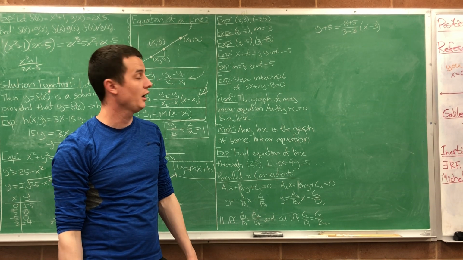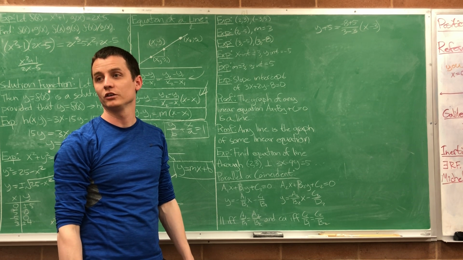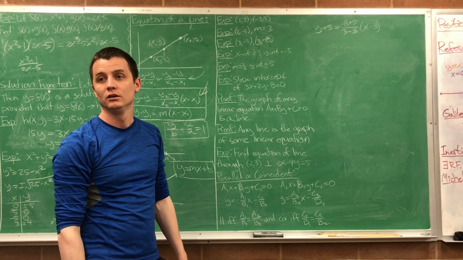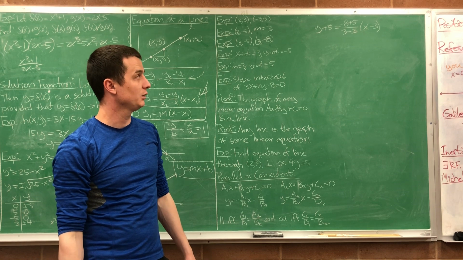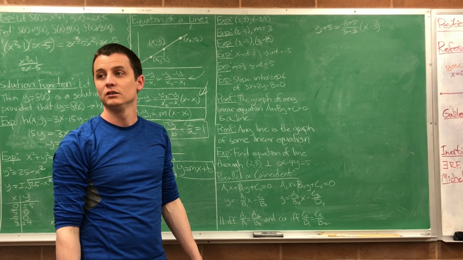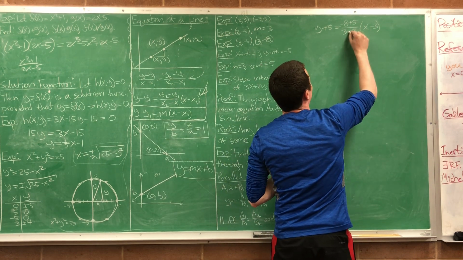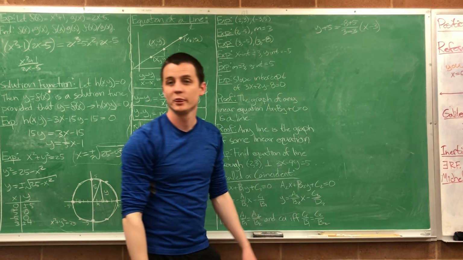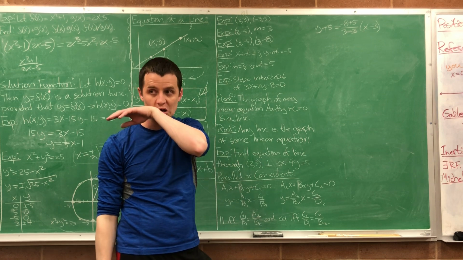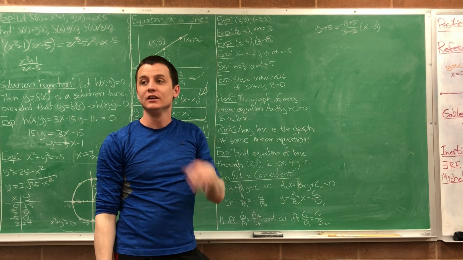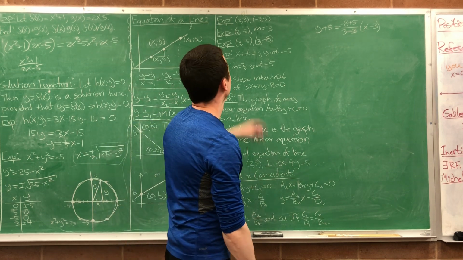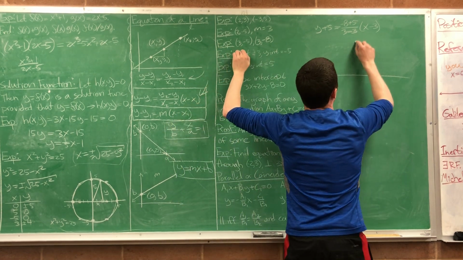Son of a gun. How are we going to do this thing? Our formula is broken. Why is that? It's trying to force us to divide by 0. Those are both 3's, 3 minus 3. Why is our formula broken? 0 over 0. Because this is a vertical line. Because it's not a function.